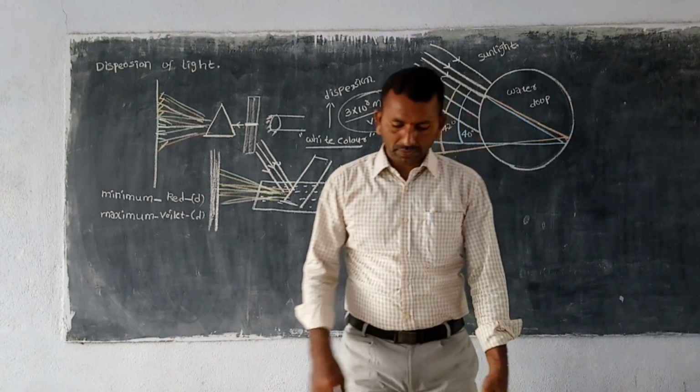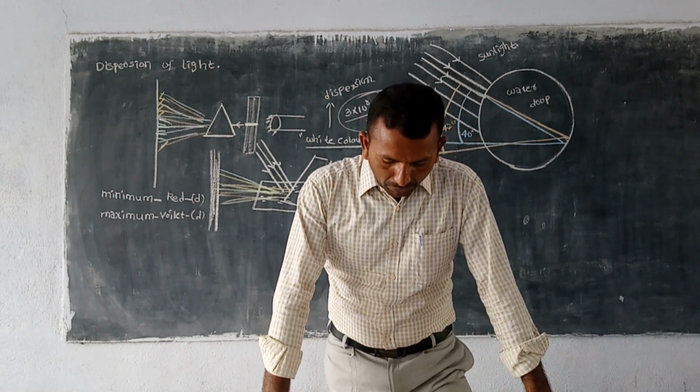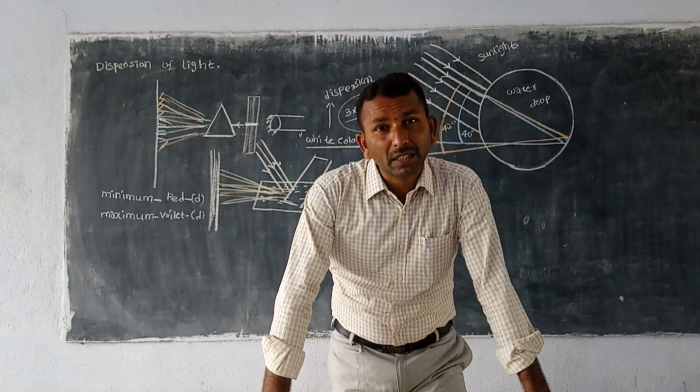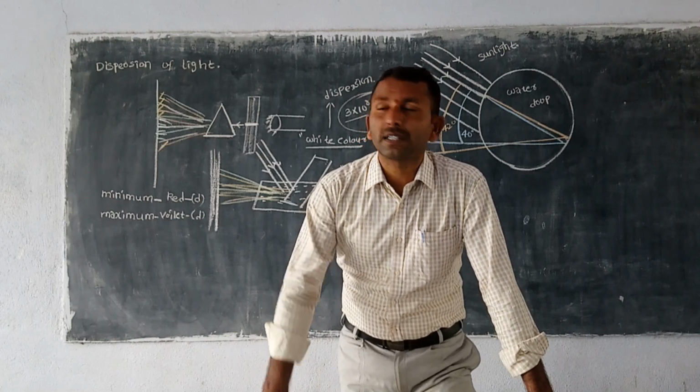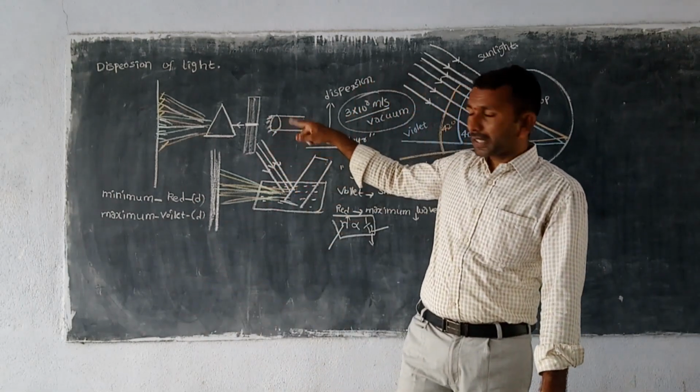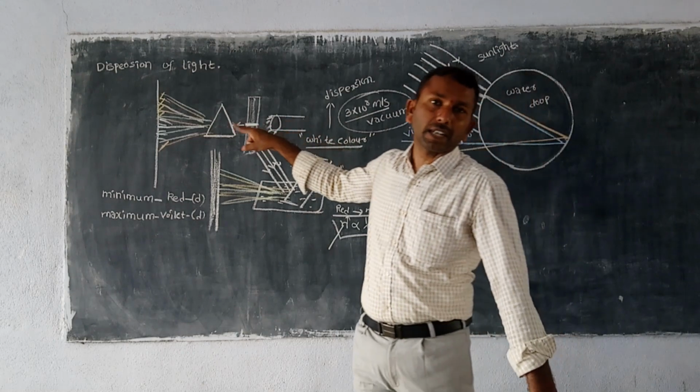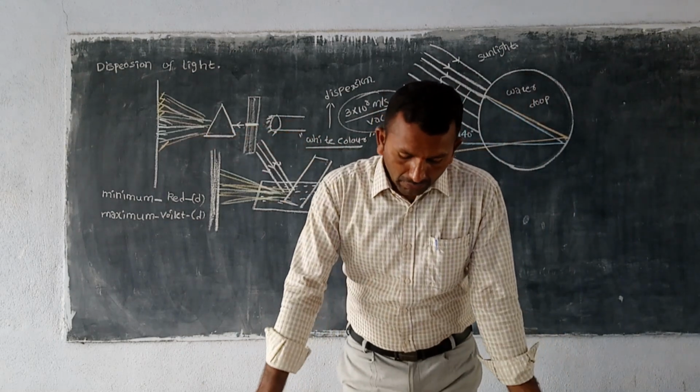So what is the reason for that? Does it split into more colors? Why? And who is dispersing the one light ray into the different colors? Only the prism is dispersing the light into different colors.